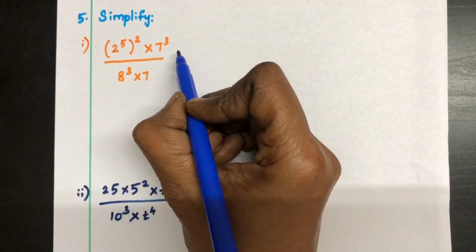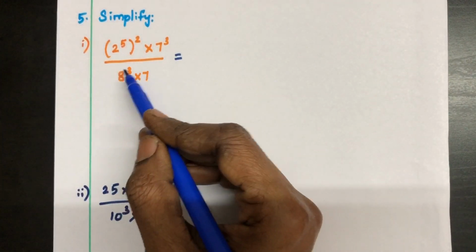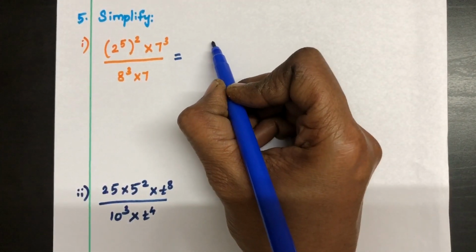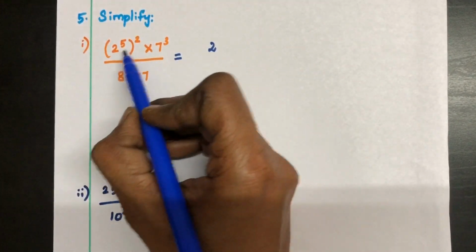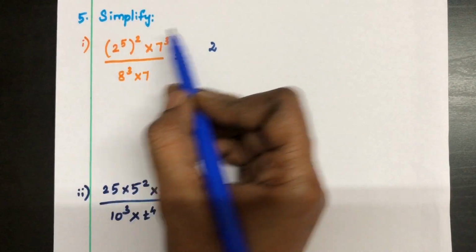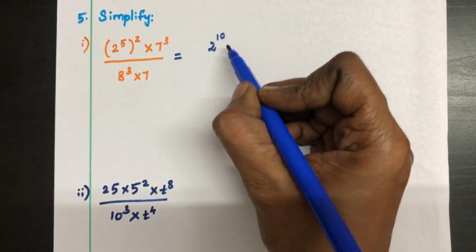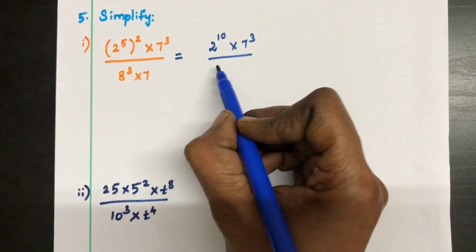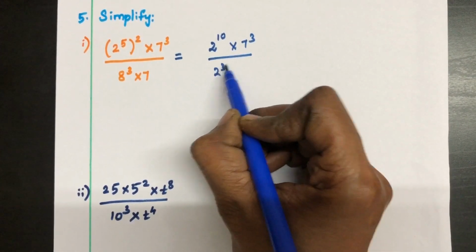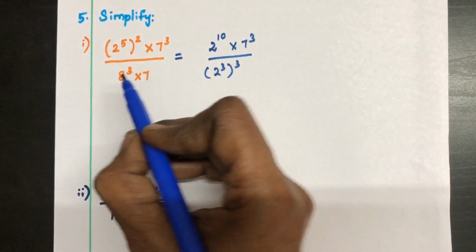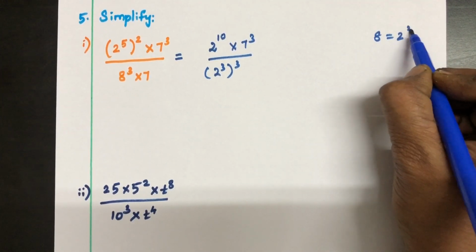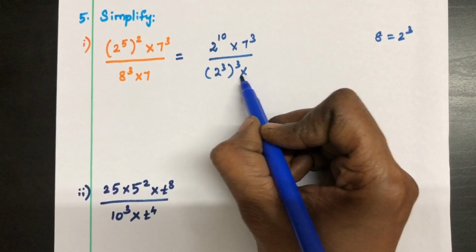First subdivision. Simplify means just a prime factorization power. Make every number as a prime factorization power. This 2 power 5, power of power, into 2 is 2 power 10 into 7 cube, divided by this 8 can be written as 2 cube. The whole cube. See, instead of 8 I am writing 2 cube. 8 can be written as 2 cube into 7.